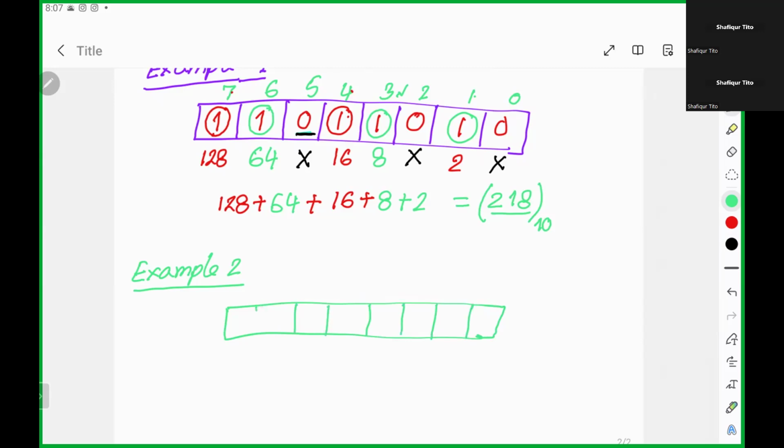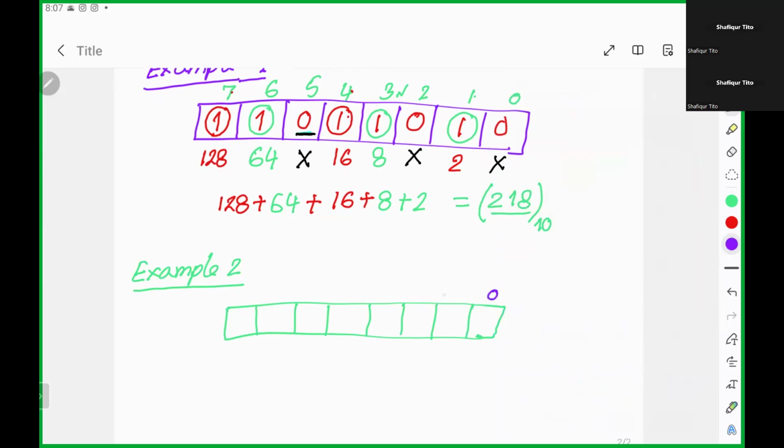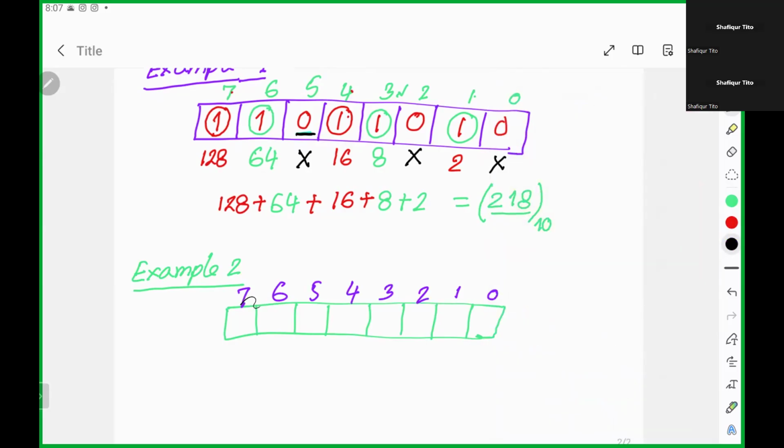Okay, so let us write down the positions with the purple: 0, 1, 2, 3, 4, 5, 6, 7. And the number, we'll use black for this one: 1, 0, 0, 1, 1, 1, 0, 1. So this is my number.